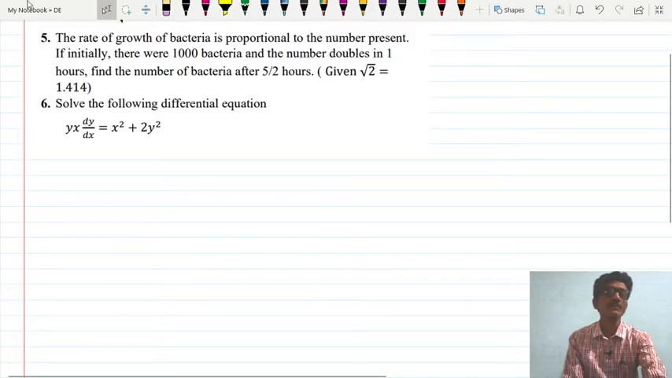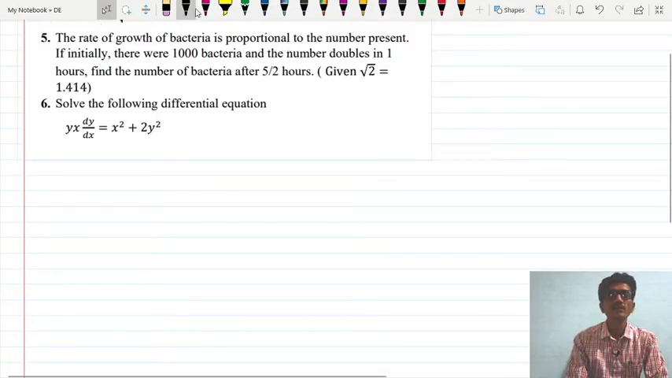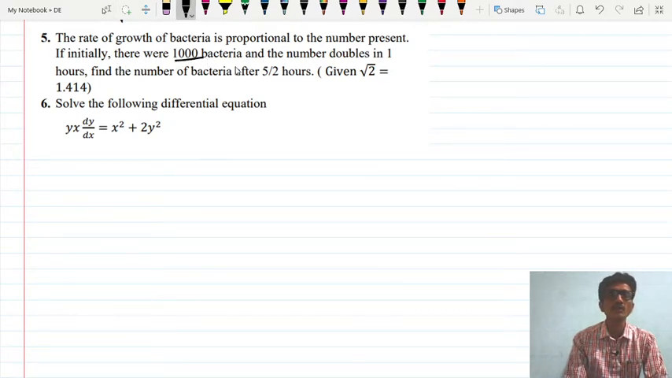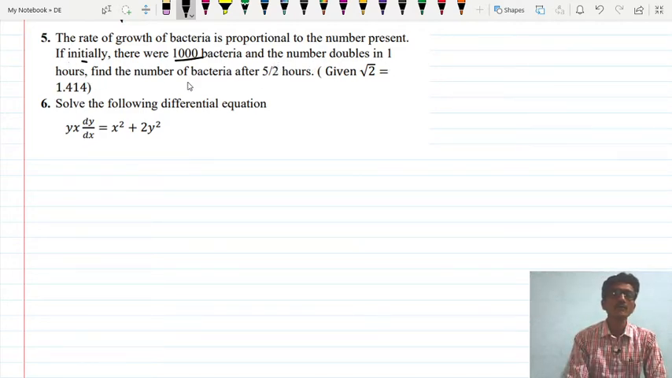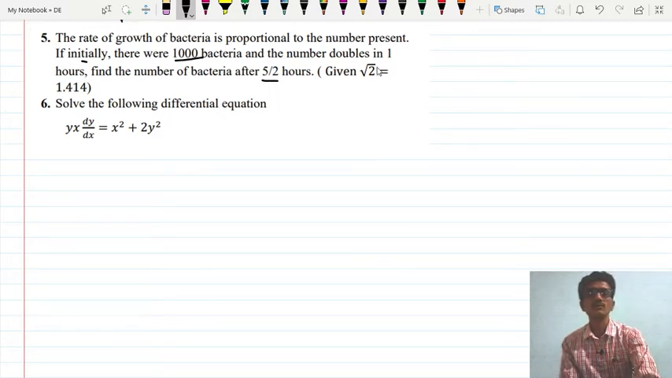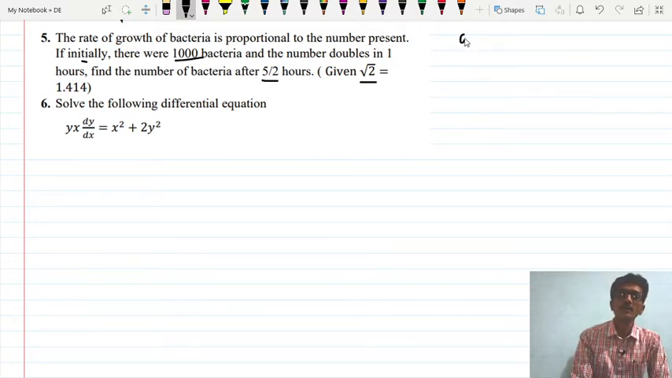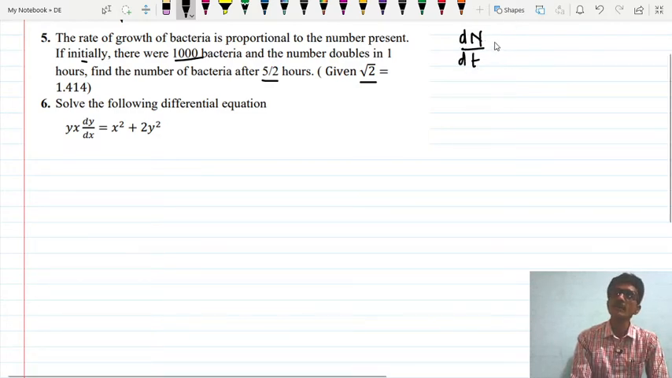Question number 5. The rate of growth of bacteria is proportional to the number present. If initially there were 1000 bacteria and the number doubles in 1 hour, find the number of bacteria after 5/2 hours. Here the value of root 2 is provided. So how to start this? The number of bacteria is N, and the rate of increase in the bacteria is proportional to the number N. We solve it further.